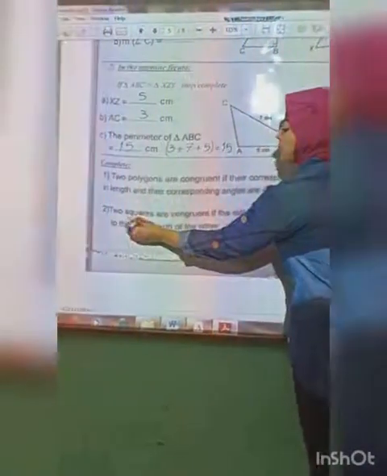Number 2, two squares. We have a special case here. Two squares are congruent if the side length of one of them is equal to the side length of the other. The side length of one of them equals the side length of the other.